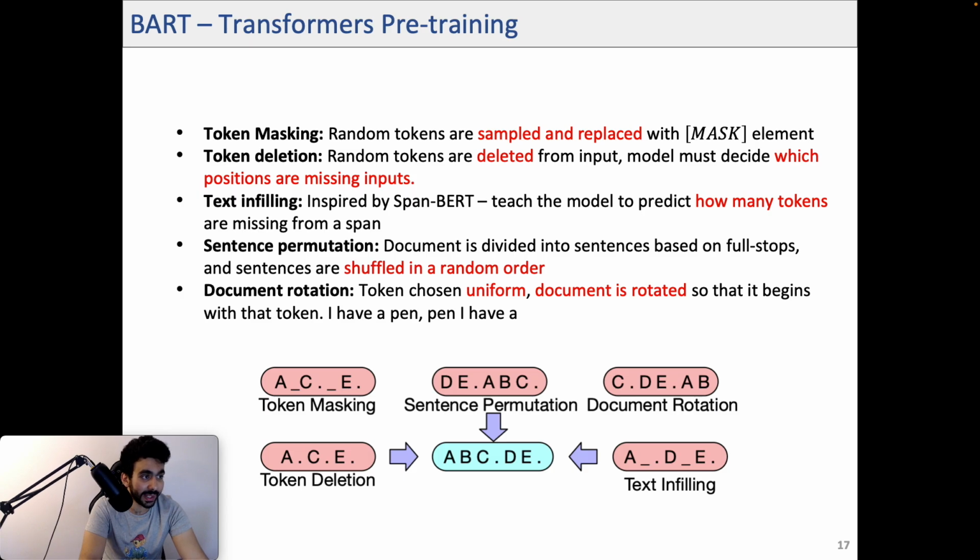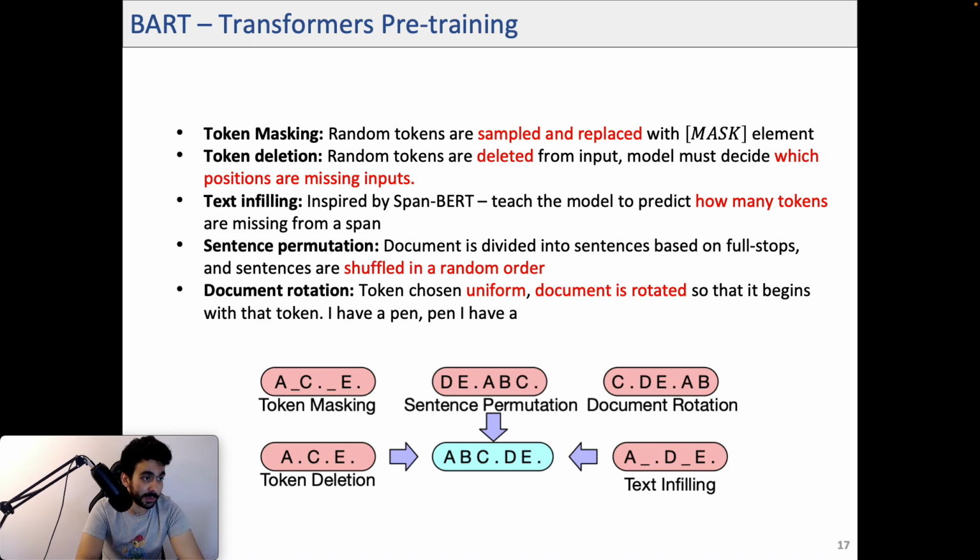Then text infilling, inspired by SpanBERT, actually teaches the model to predict how many tokens are missing from a span. So in that perspective, it would have to know that B and C are missing, right? In that way, it is more pre-trained than with the normal masked language modeling. It knows how many tokens to generate and how many words to put in, and so on and so forth.